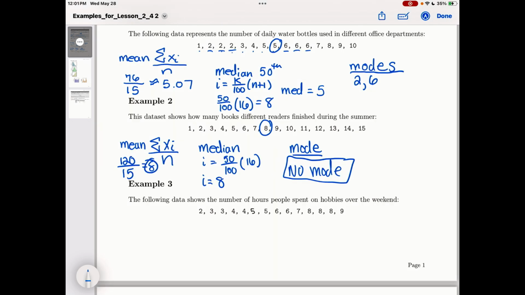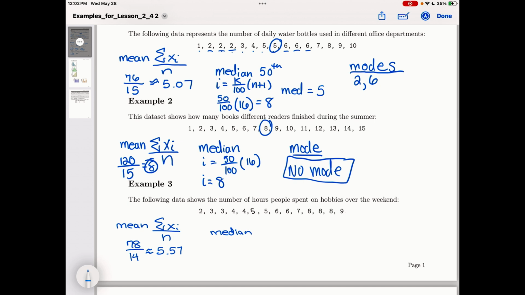Our last example for mean, median, and mode, example 3, has the following data, which shows the number of hours people spent on hobbies over the weekend. First, to find the mean, we add up all the data values and then divide by the number of data values that we have. In this case, we have 14 values. When I add up all of those data values, we get 78. We divide by 14, that's our n, and we get approximately 5.57 when rounded to 2 places.